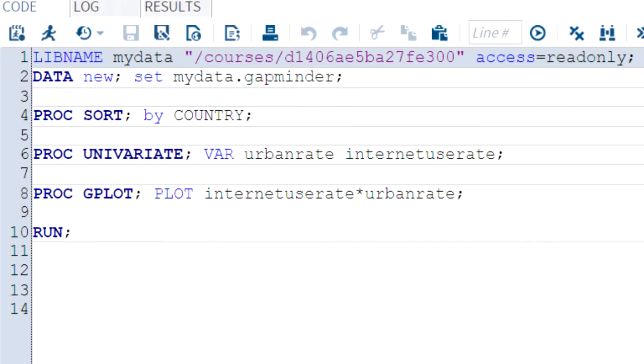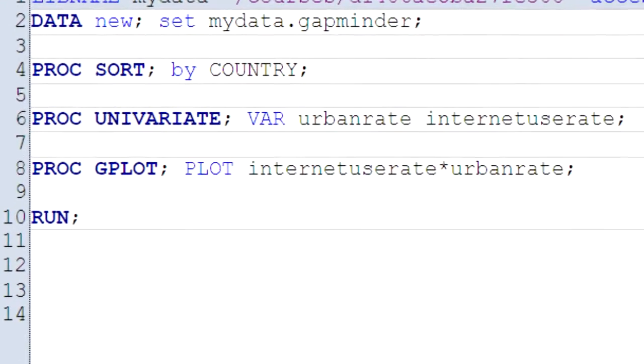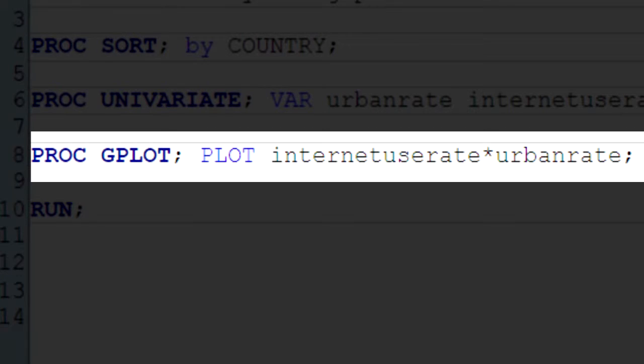We can explore this question visually with a scatterplot. SAS provides scatterplots in response to the proc gplot command. The code is proc gplot, plot quantitative response variable, which is internet use rate, times quantitative explanatory variable, which is urban rate, ended with a semicolon.